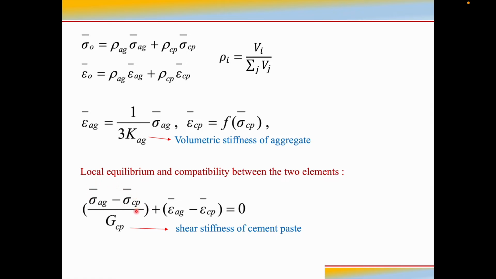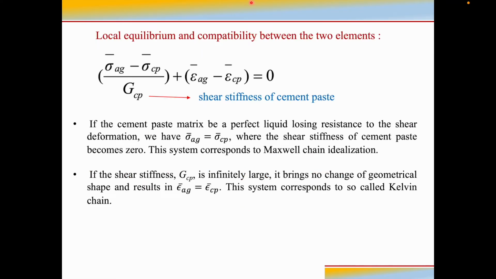Stress divided by stiffness is equal to strain. So here is the inner strain, and this one is outer strain. So the summation of these two must equal 0. And again, the equation, the local equilibrium between the two elements like this.